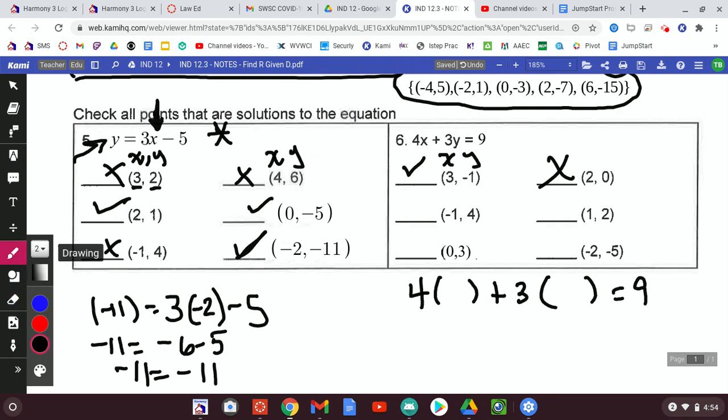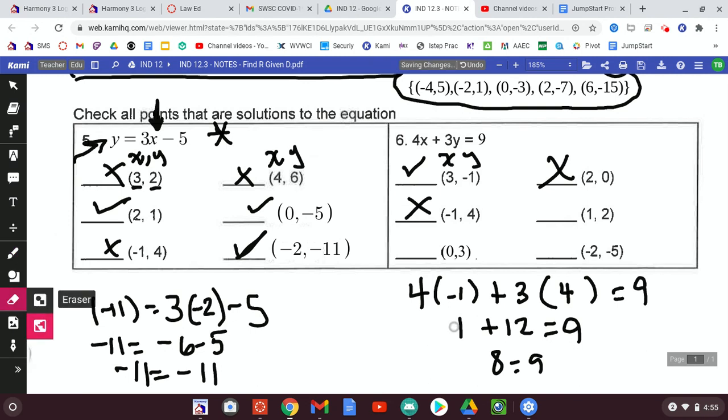All right, next we have the point (-1, 4). Okay, and you'll notice in this equation, the x comes first and then the y. So I could write them in order. In my first example, like number 5, you had to be really careful that your x goes in the x spot and your y goes in the y spot. All right, so 4 times -1 is -4, and 3 times 4 is +12, and -4 and +12 is 8, so that one doesn't work out. So that is not a solution to our equation.